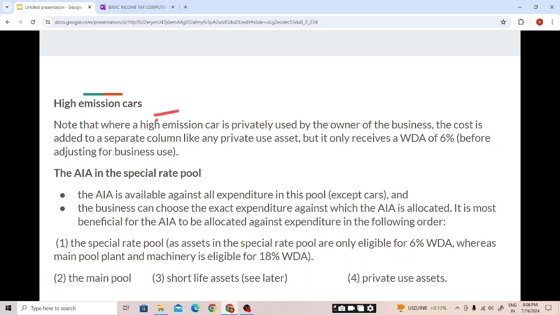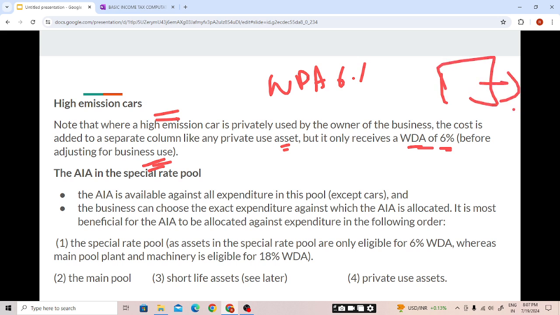Now moving to the high emission cars. Note that where a high emission car is privately used by the owner of the business, the cost is added to a separate column like a private use asset, but it only receives a WDA of 6% before adjusting for business use. The WDA will be available at 6%, and from this 6% amount we will take the business portion.